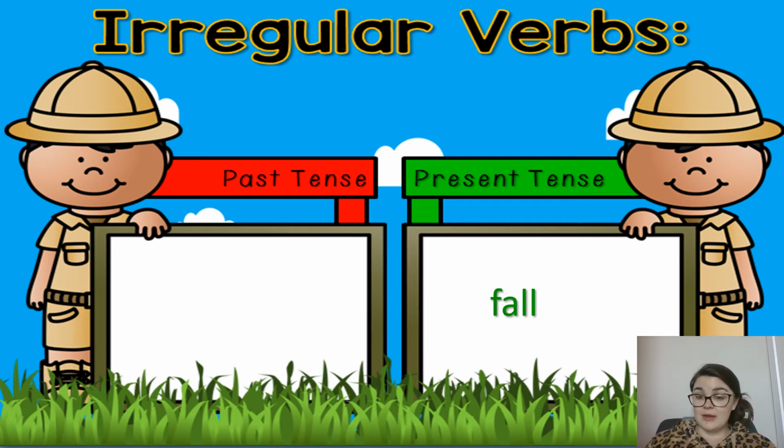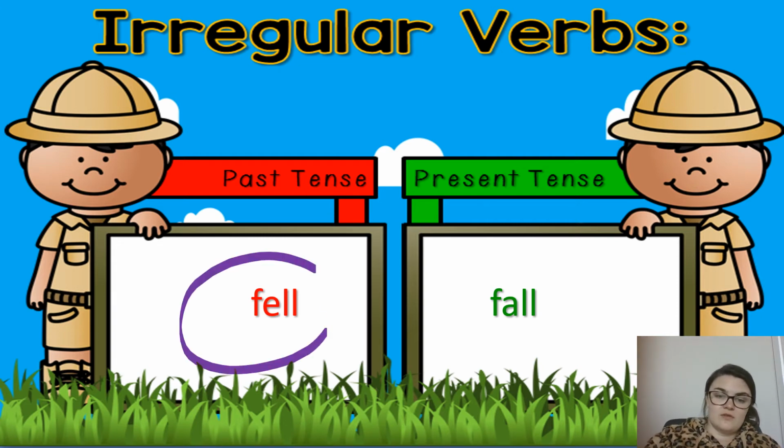Another example would be fall. I do not want to fall and hurt myself. That is something that I would be doing right now if I were to fall. But if it happened to me yesterday and now I have a broken leg, then I fell. I didn't fall, because that would not be the right grammar. We would be using the word fell in the past tense.